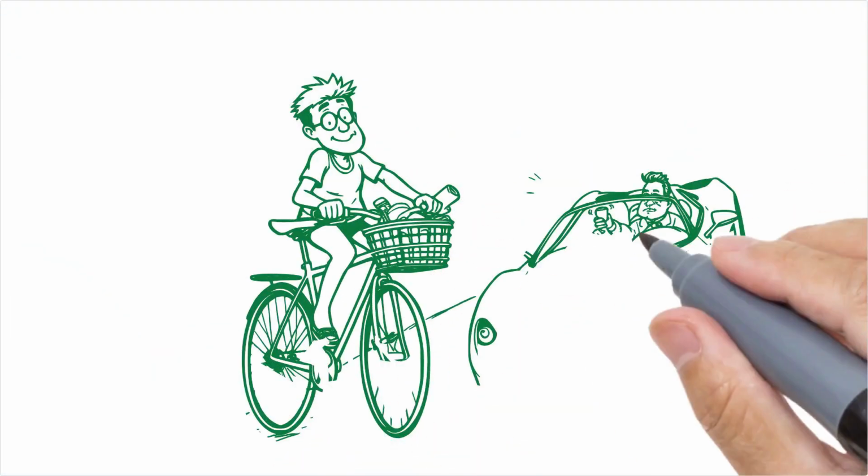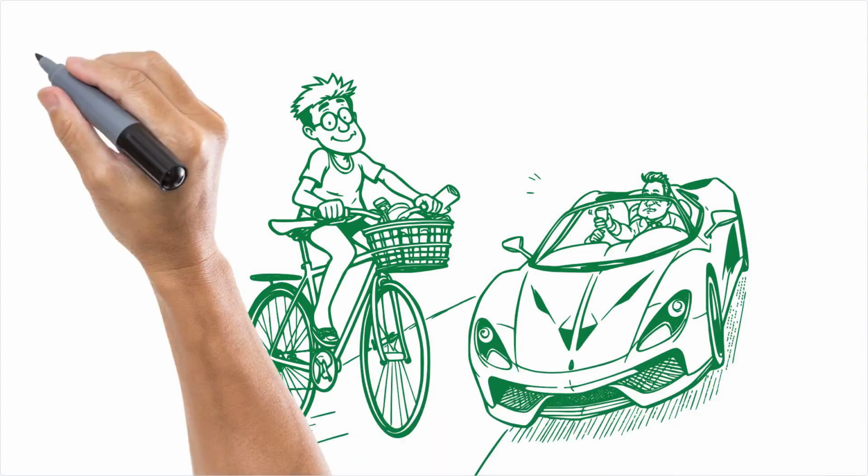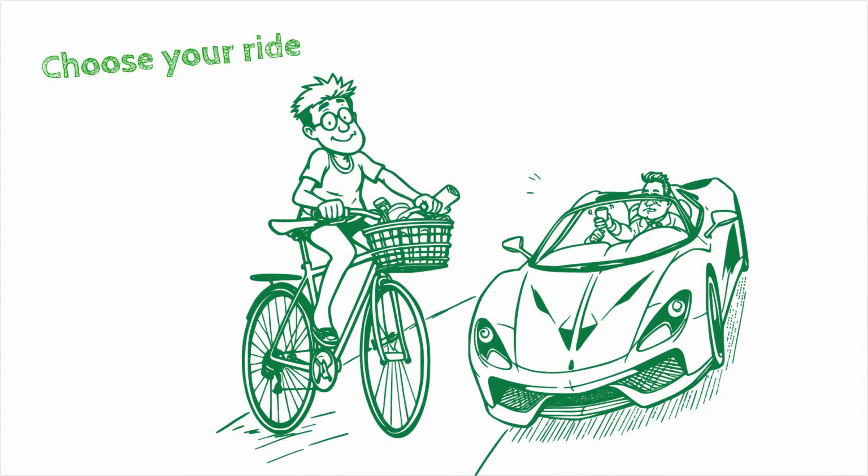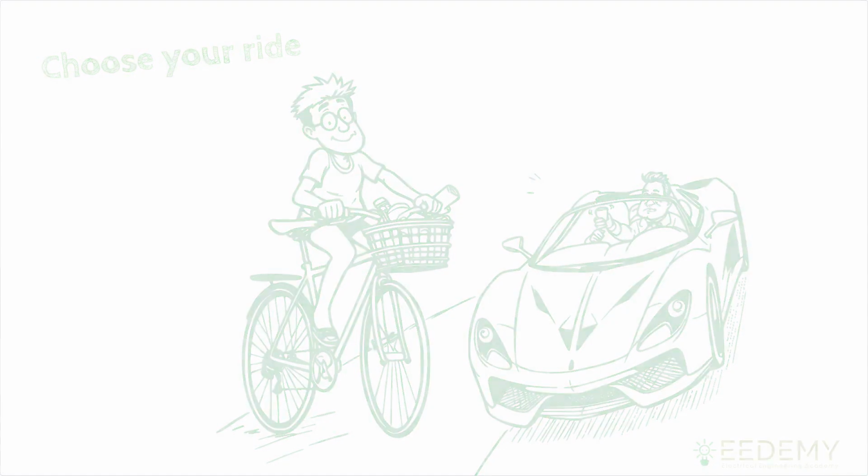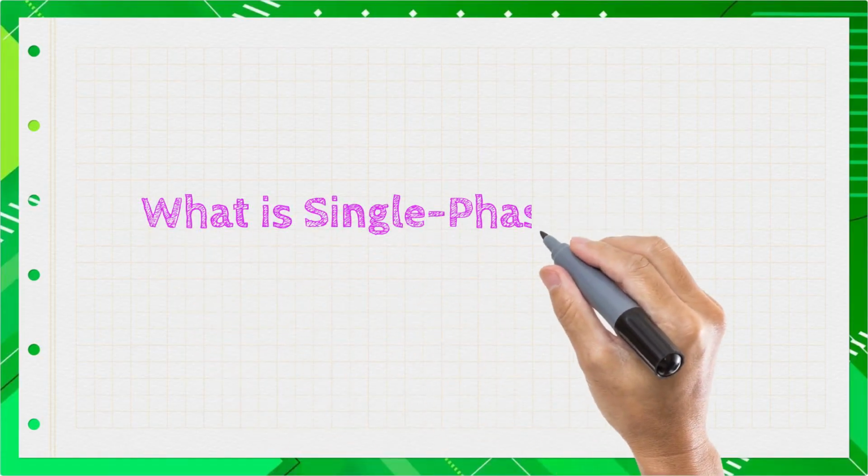Let's start with the basics. Single phase versus three-phase power. It's like comparing a bicycle to a sports car. Both get you there, but one's way faster. Single-phase power is the most common form of power supply for residential homes.